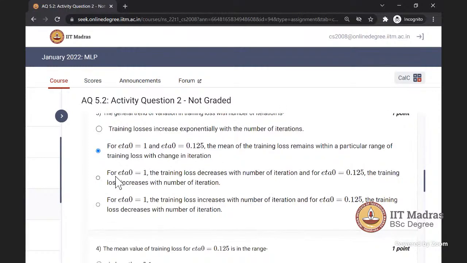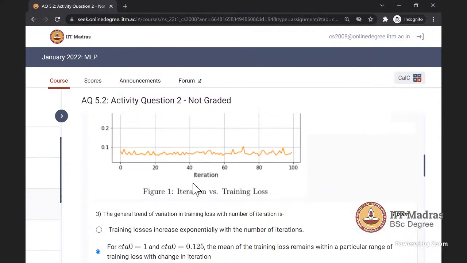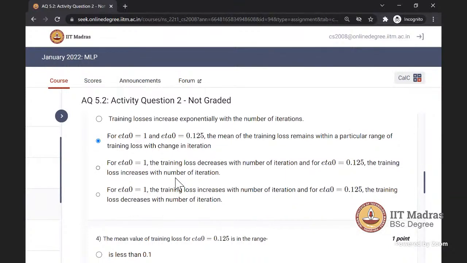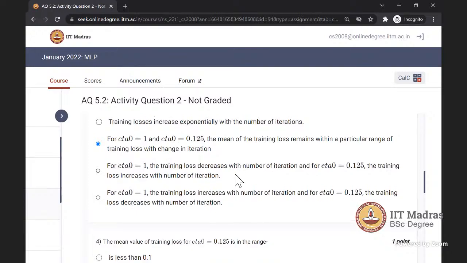Let's go to option number 3. Eta 0 is equal to 1, the training loss decreases with number of iterations, and for eta 0.125, the training loss increases with number of iterations. That is definitely not true. That is false. Option number 4, the training loss increases with the number of iterations. This is also false, because they are more or less constant. The second option is okay.